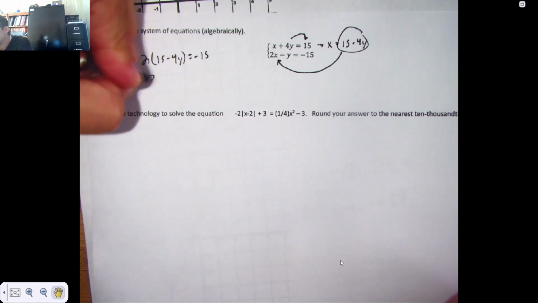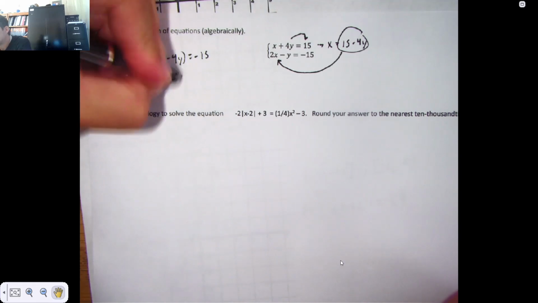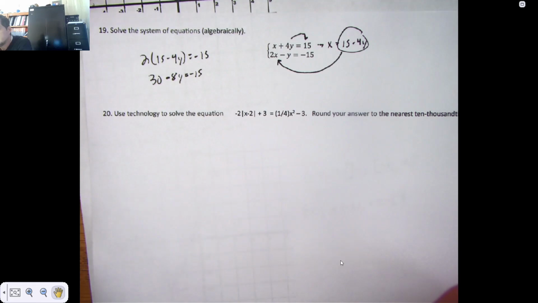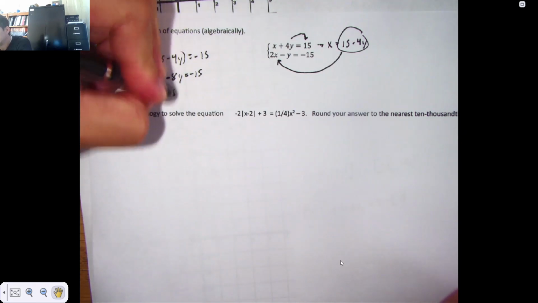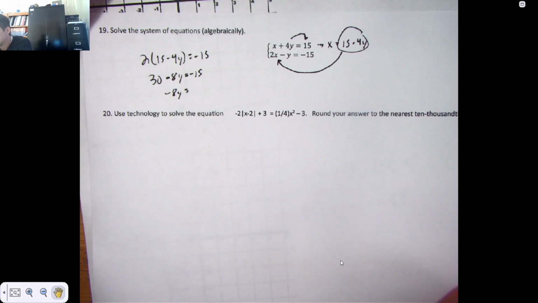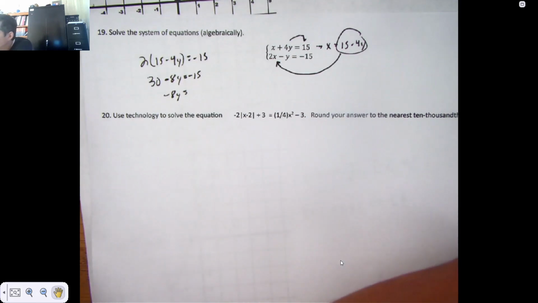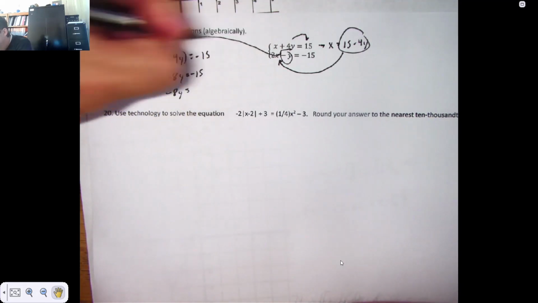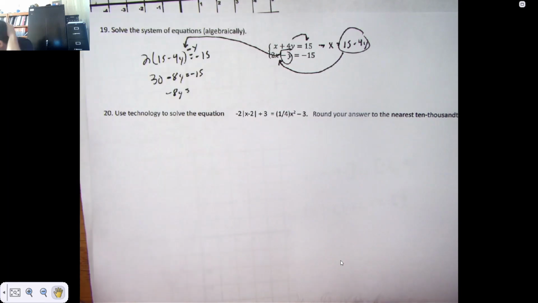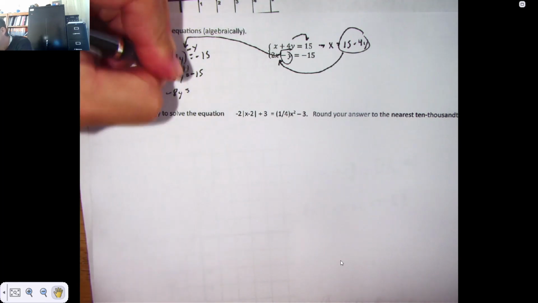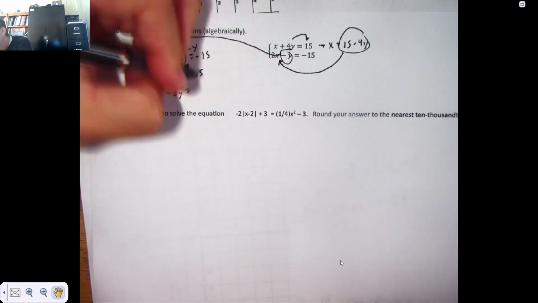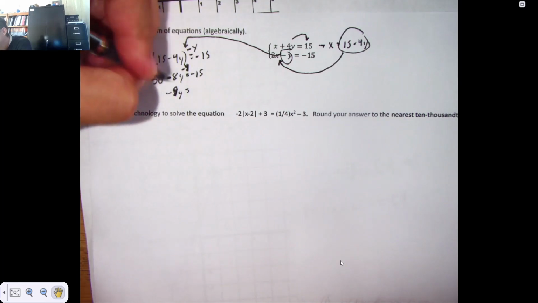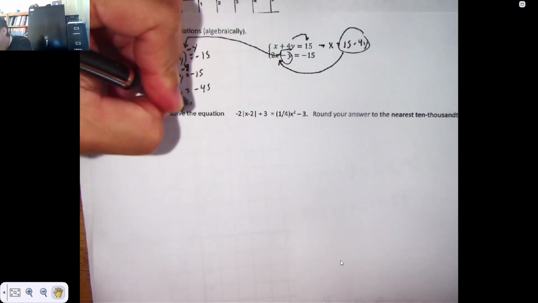2 times 15 is 30. 2 times negative 4 is minus 8y. Shift things around. This one's got a fraction answer, doesn't it? That's really surprising. Oh, that's what's wrong. Forgot the minus y. I just shouldn't be doing math this morning. Minus y. There we go. Negative 9y equals negative 45, and my y value is 5.